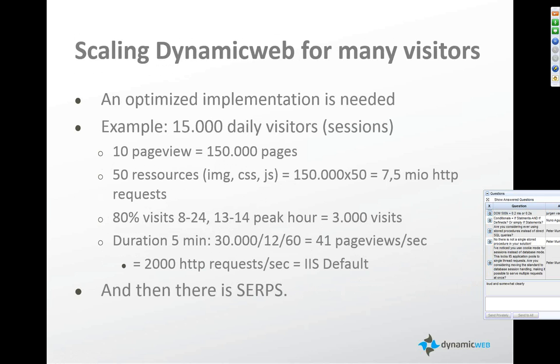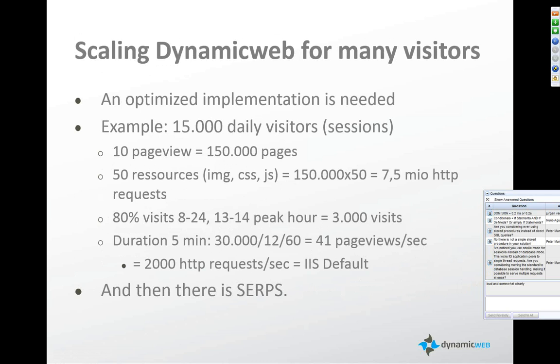So the next thing we're going to take a look at is the visitor pattern. When during the day are these visitors going to be on the website? 80% of these usually visit a website between 8 and 24, probably more. And peak hour is usually between 1 and 2 in the afternoon. Given that we have 20% of our visits in the peak hour, which is relatively normal, that would give us, in that hour, 3,000 visits. So that's going to be our peak hour where we have to take the best performance into consideration.